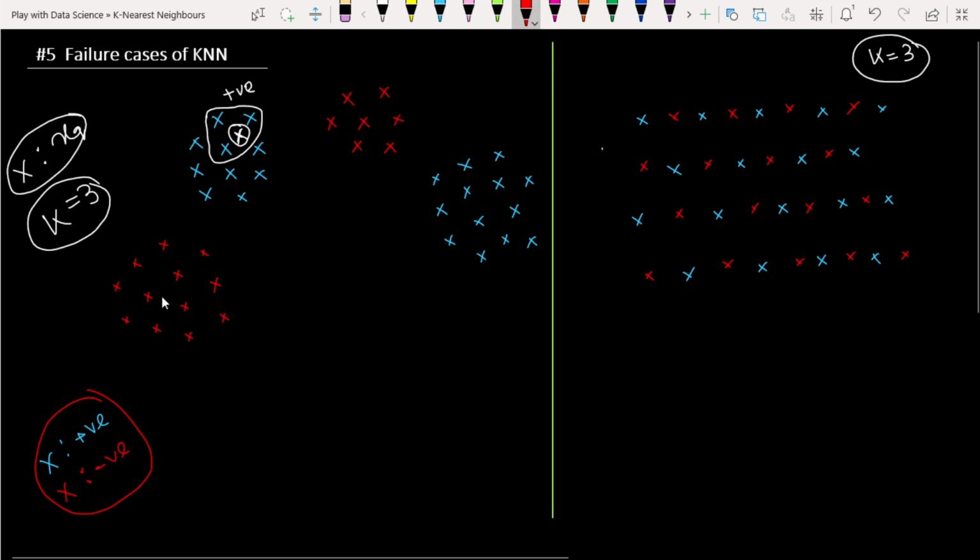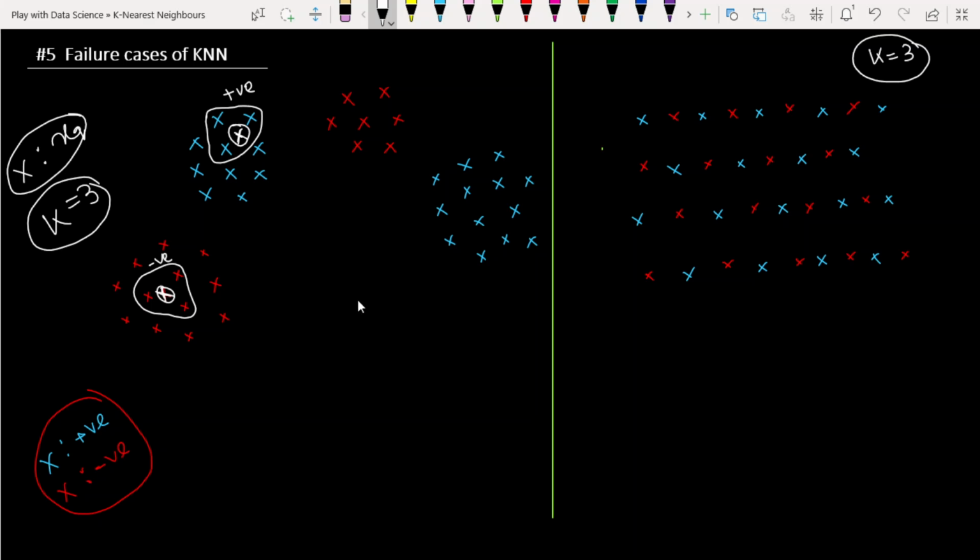Now suppose this is our query point. What will be the 3 closest points? I think these guys are the 1, 2, 3 closest points, and the majority vote of these 3 closest points is negative, so this query point will be negative.